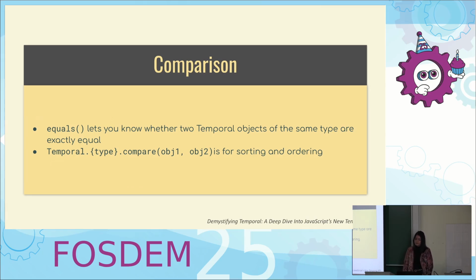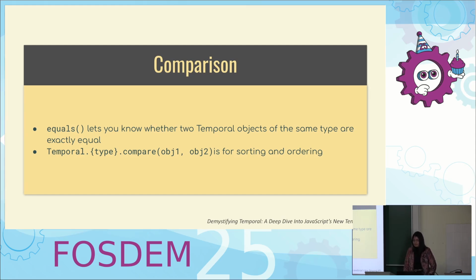So we have two ways of comparing. Equals, which we have for every temporal type, tells you whether temporal objects of the same type are exactly equal. We also have a compare static method for every temporal object, and it's used for sorting, etc.